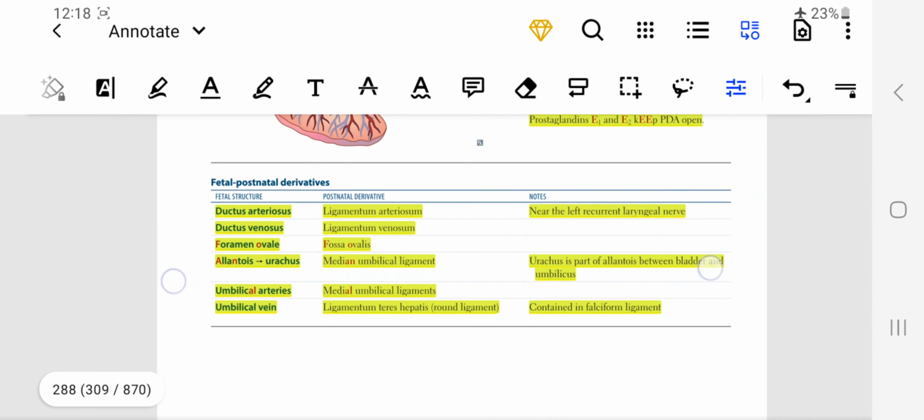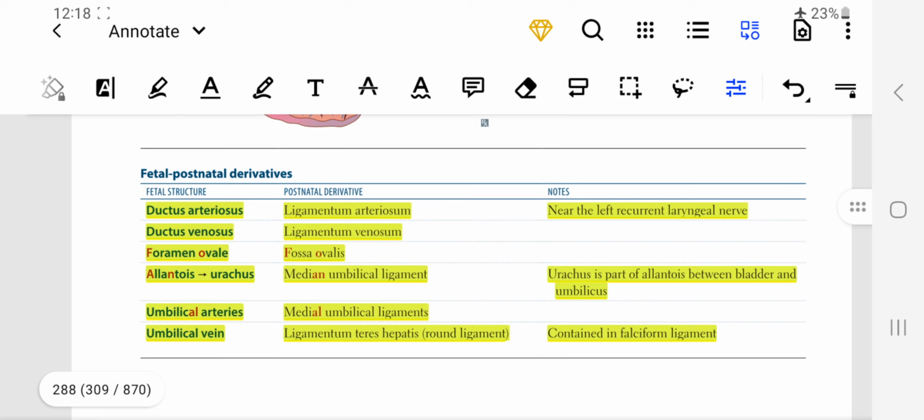Now we have fetal postnatal derivatives. Ductus arteriosus postnatal derivative is ligamentum arteriosum, which is located near the left recurrent laryngeal nerve. Ductus venosus, ligamentum venosum. Foramen ovale, fossa ovalis. Allantois, then urachus, that is median umbilical ligament. Urachus is the part of allantois between bladder and umbilicus.